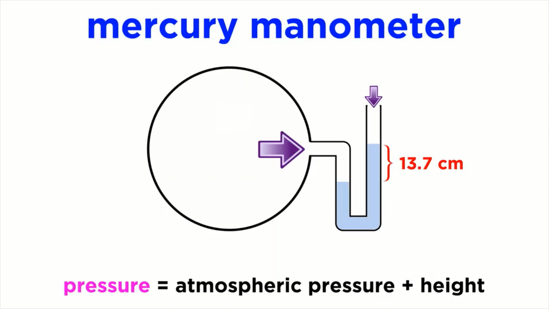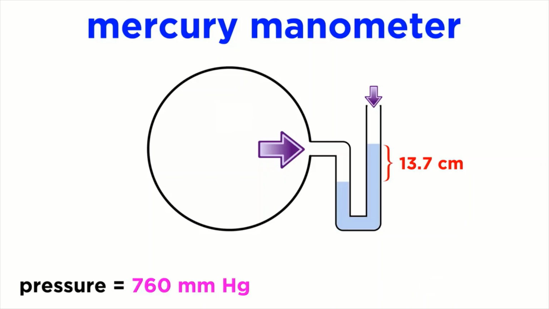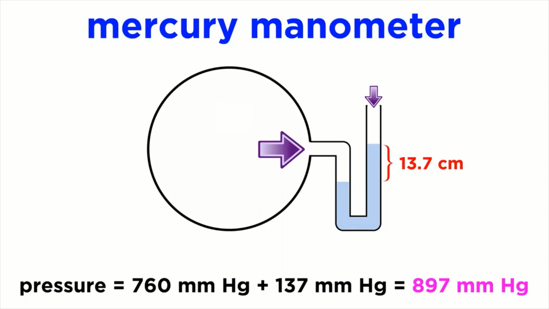So the difference in height of the two arms must be added to atmospheric pressure to get the pressure of the gas. We know atmospheric pressure is 760 millimeters of mercury, so we will take the 137 measured here and add it to 760 to get 897 millimeters mercury. From there, we could convert into any other unit of pressure if we wished.